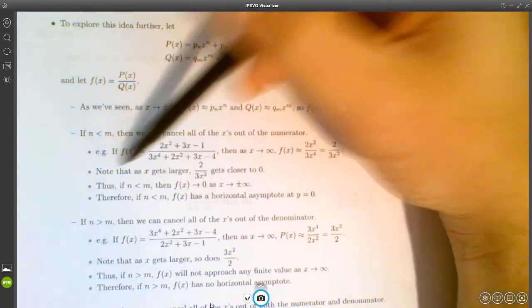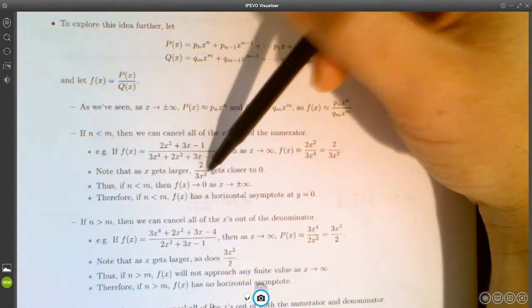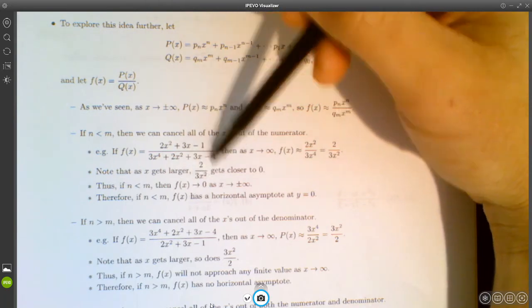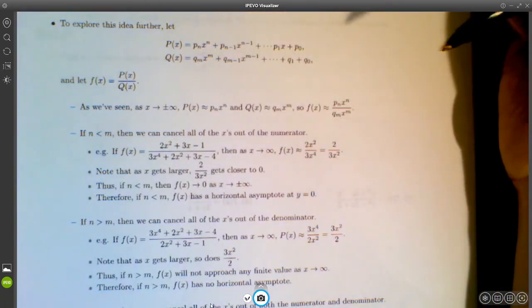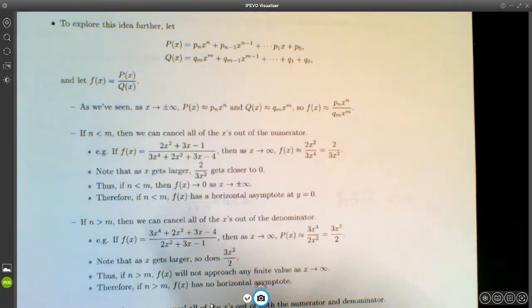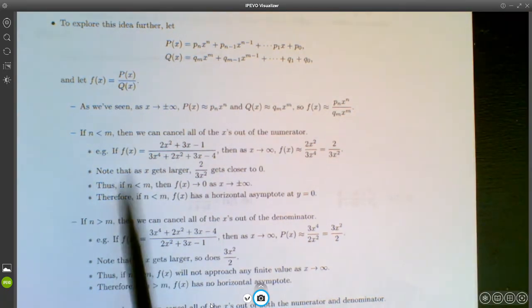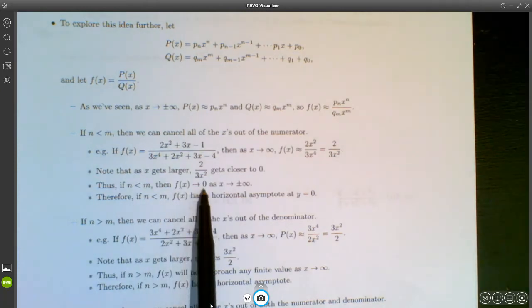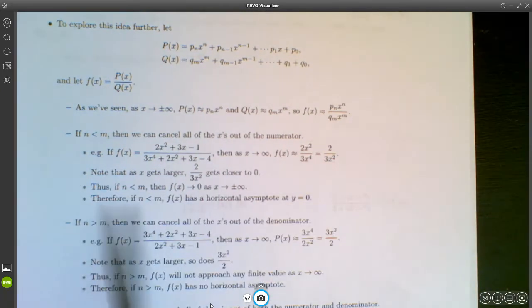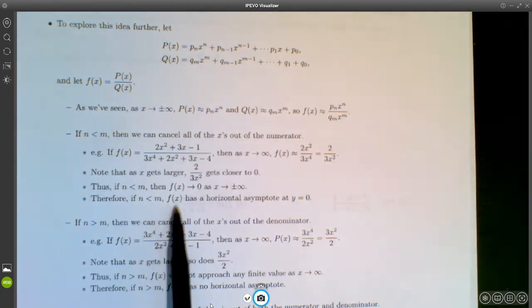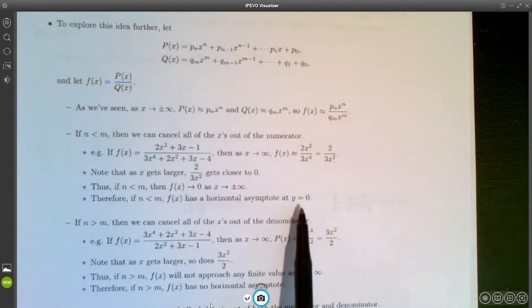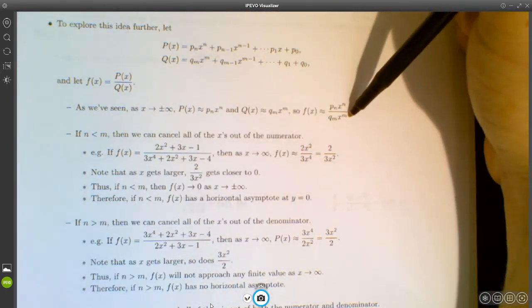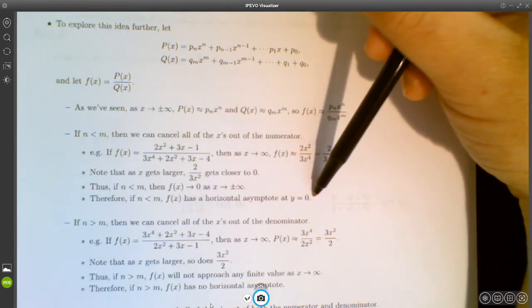Notice that as x gets really large, 2 over 3x squared gets really close to 0, right? As x gets really large, this denominator gets huge, the overall number gets really close to 0. Therefore, if n is less than m, then f of x is going to go to 0 as x gets really large. And therefore, if n is less than m, then f of x has a horizontal asymptote at 0. So the moral of the story is, if the degree of the numerator is less than the degree of the denominator, you're going to have a horizontal asymptote at 0.